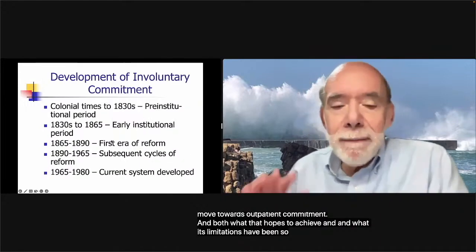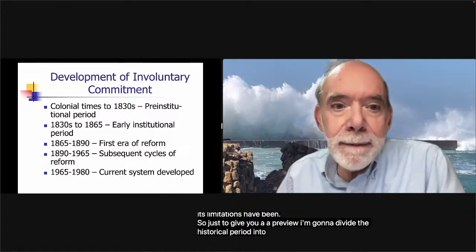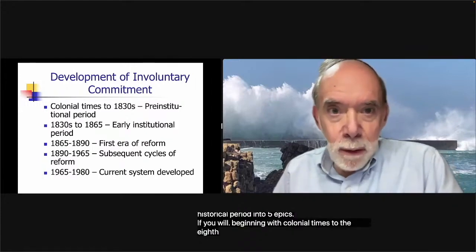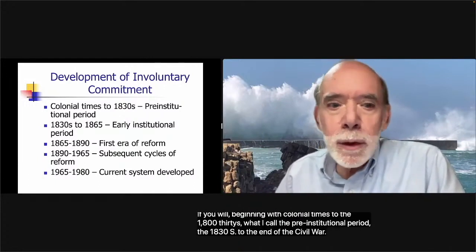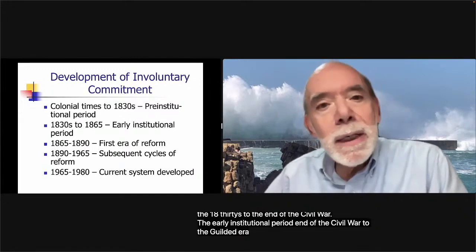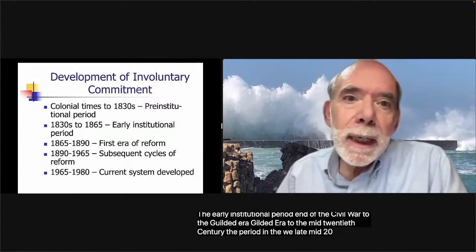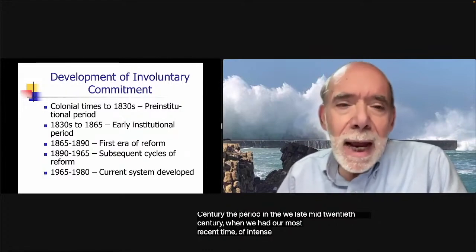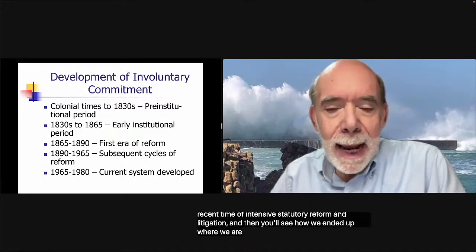So just to give you a preview, I'm going to divide the historical period into five epochs, if you will, beginning with colonial times to the 1830s, what I call the pre-institutional period. The 1830s to the end of the Civil War, the early institutional period, end of the Civil War to the Gilded Era, Gilded Era to the mid-20th century, the period in the late mid-20th century when we had our most recent time of intensive statutory reform and litigation. And then you'll see how we ended up where we are today.